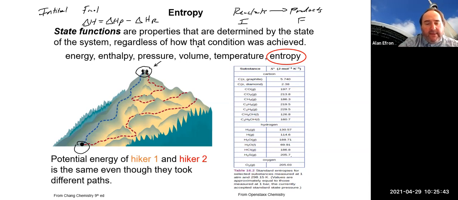And that's the same idea with things like energy, enthalpy, pressure, volume, temperature, and also entropy. Again, entropy is a state function, and it doesn't really matter how you get there. It just matters where you end up. Now, entropy, like enthalpy, you could find a lot of values in a thermodynamics table, like in the back of your book, where you find delta H, delta S, and delta G type values. Let's talk a little bit about these delta S values that you will find here.